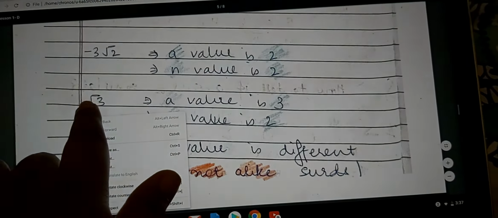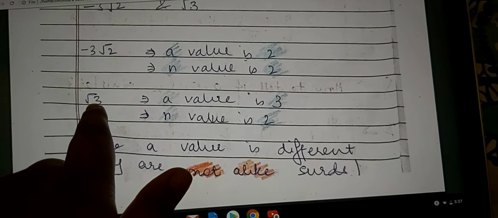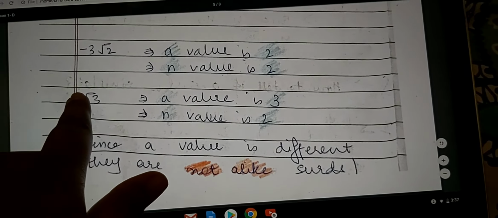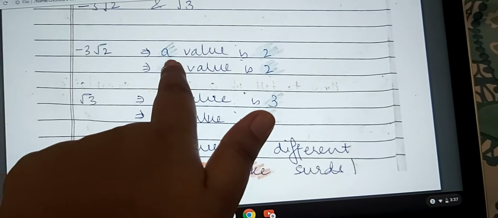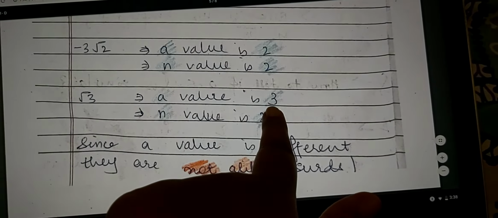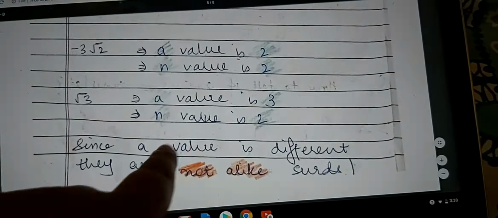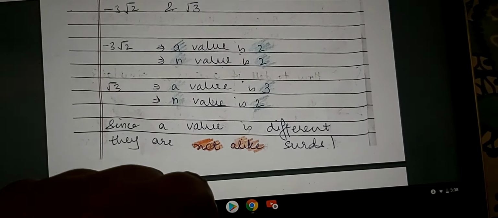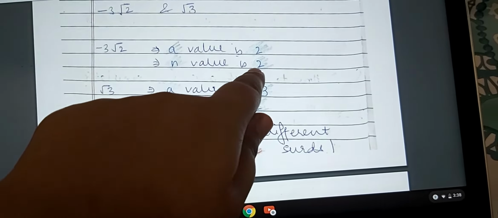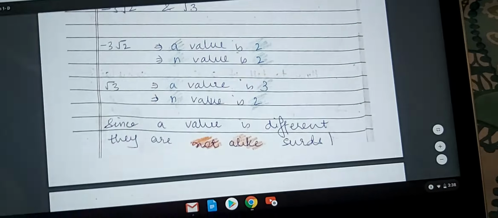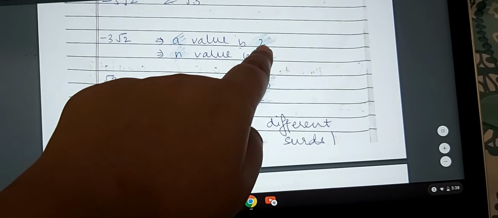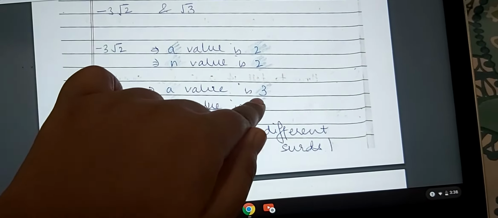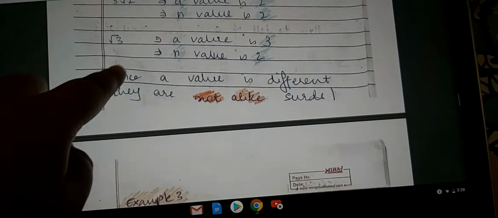Now when I look at this square root 3, a का वैल्यू 3 है, n का वैल्यू 2 है. यहाँ पे a का वैल्यू 2 है, यहाँ पे a का वैल्यू 3 है. They are not the same. Therefore, these surds are not alike. If this was 2, 2 and this was also 2, 2, then they were alike. Or if this was a 3 and this is also a 3, then they are alike. But यहाँ पे different है, so they are not alike.